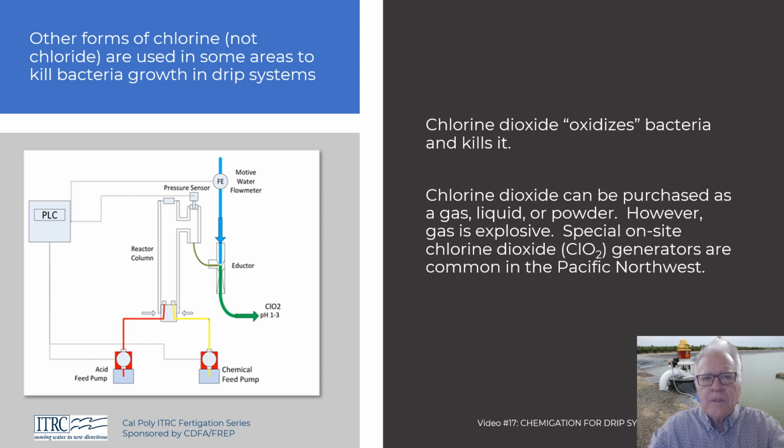As with everything, people come up with different ways to do things. There are other forms of chlorine, not chloride, that are used in some areas. There's chlorine dioxide, and it really works in a different manner. It actually oxidizes the bacteria and kills it, as opposed to poisoning it. And you can purchase chlorine dioxide as a gas, liquid or powder, but up in the Pacific Northwest, a fair number of people actually have generators, you might say.